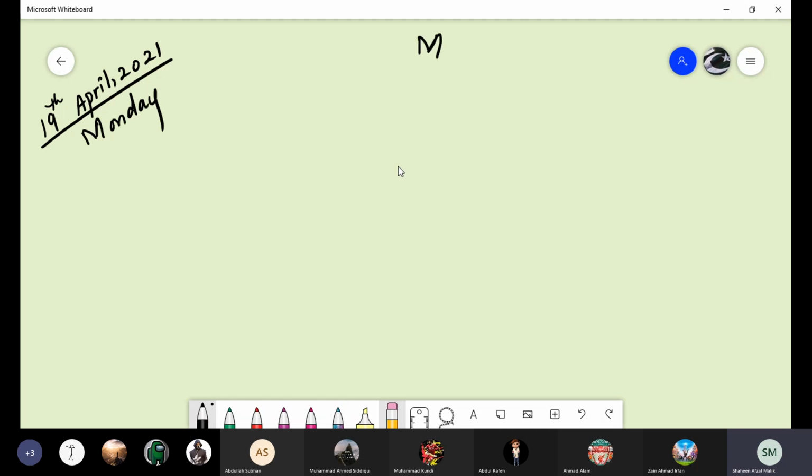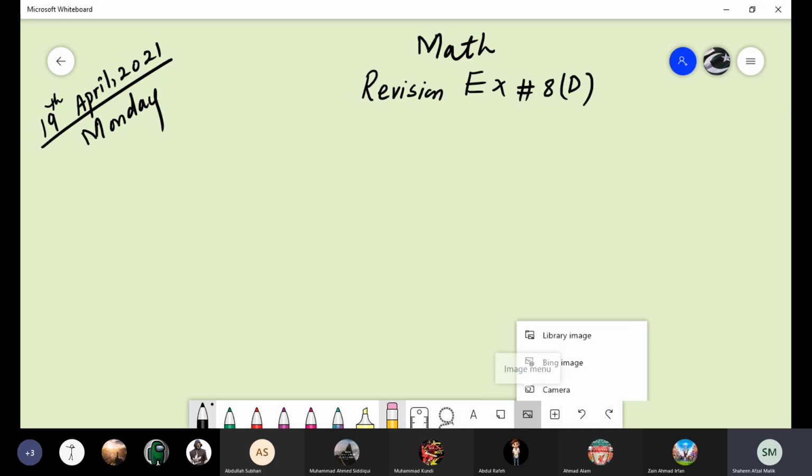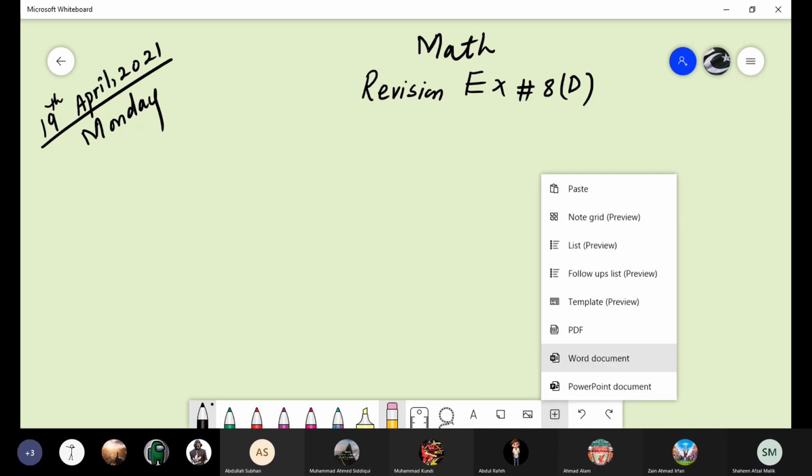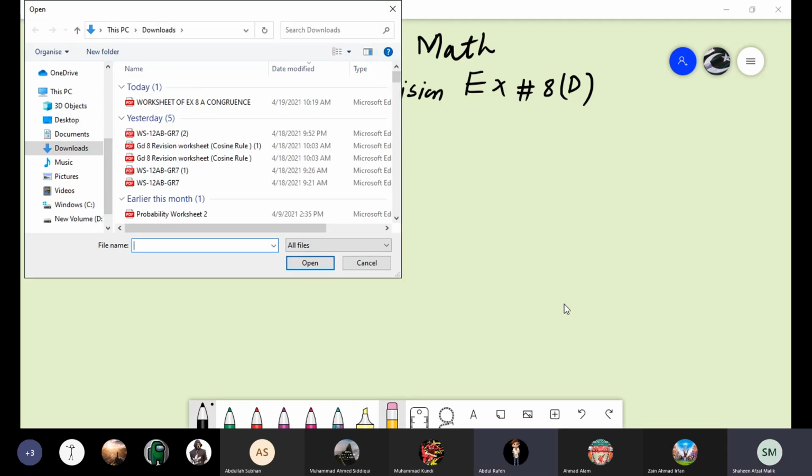This is your math class and we are going to revise today exercise number 8D. This is the revision of exercise 8D. What was the topic of exercise 8D? Cosine rule. We didn't start the worksheet yesterday, is it? No, ma'am. Okay, so just start it.